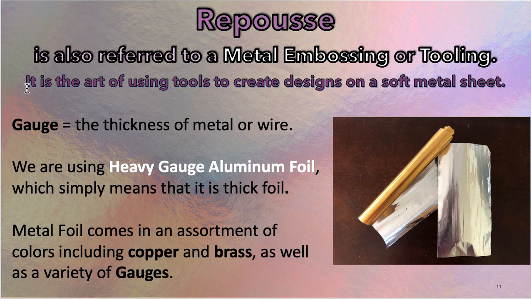It is the art of using tools to create designs on a soft metal sheet. Gauge refers to the thickness of the metal or wire. We are using heavy gauge aluminum foil, which simply means that it's thick foil. The metal foil comes in an assortment of colors, including copper and brass, as well as a variety of gauges.